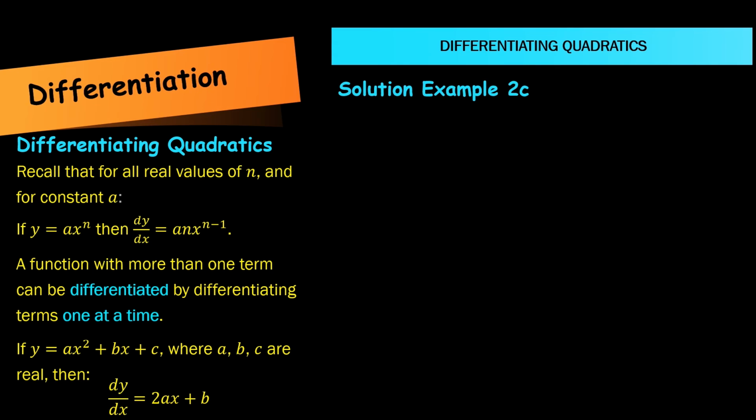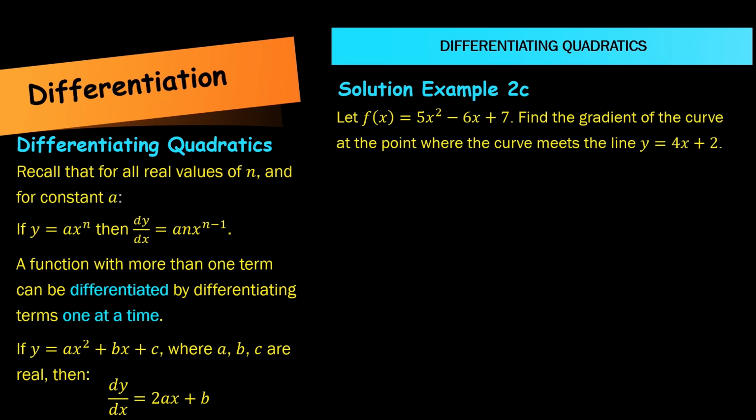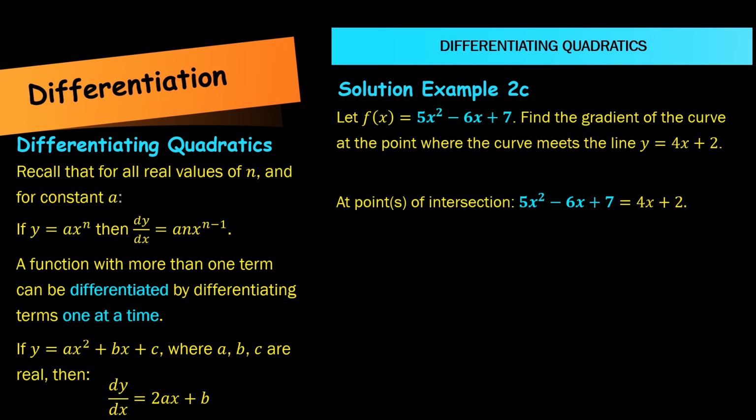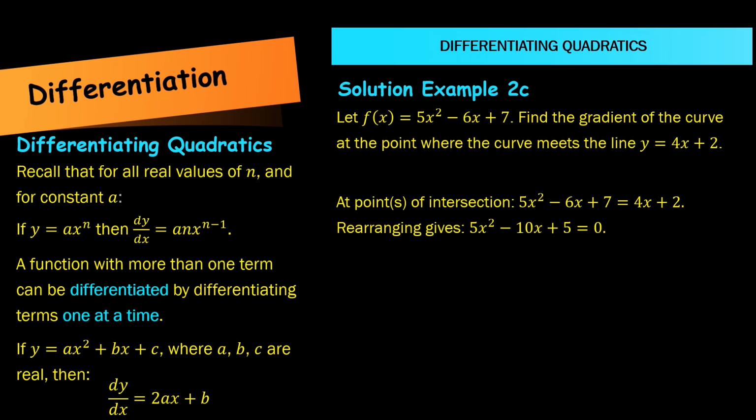Now let's solve example 2c. Let f of x equal 5x squared minus 6x plus 7. Find the gradient of the curve at the point where the curve meets the line y equals 4x plus 2. At the point of intersection, we have 5x squared minus 6x plus 7 equals 4x plus 2. So rearranging gives us 5x squared minus 10x plus 5 equals 0.